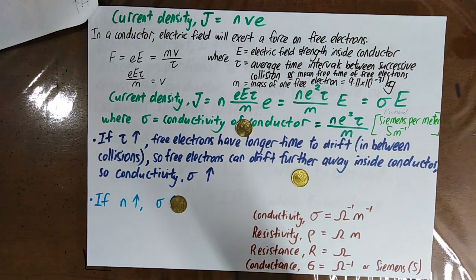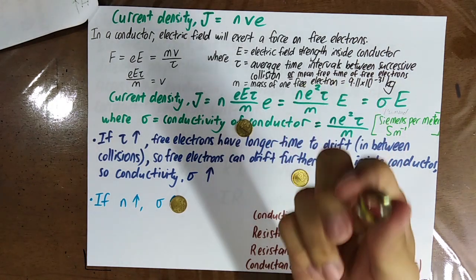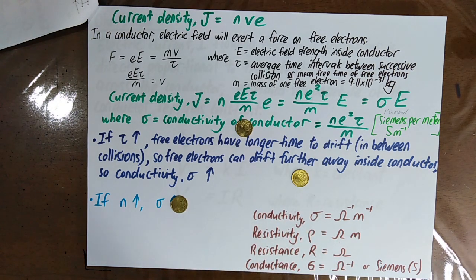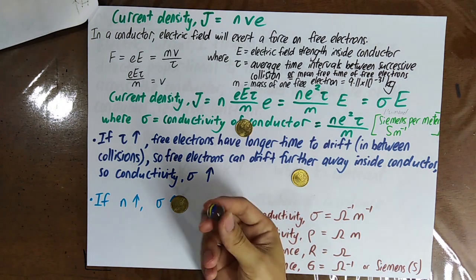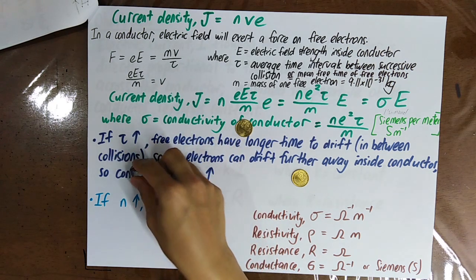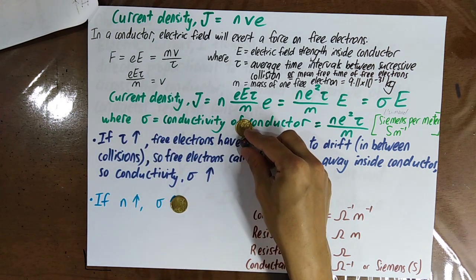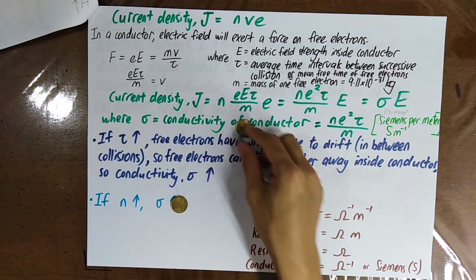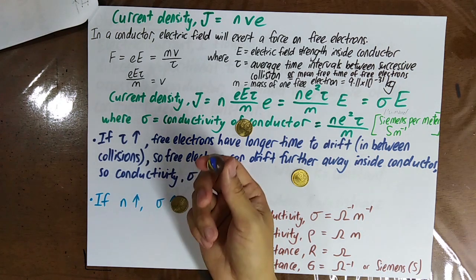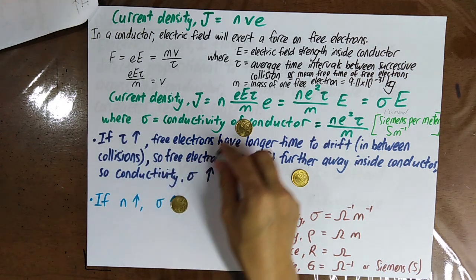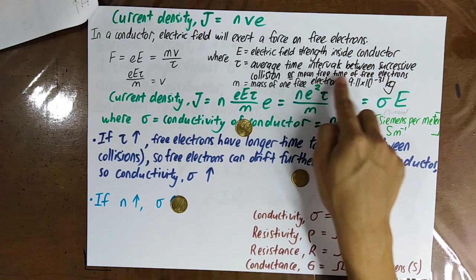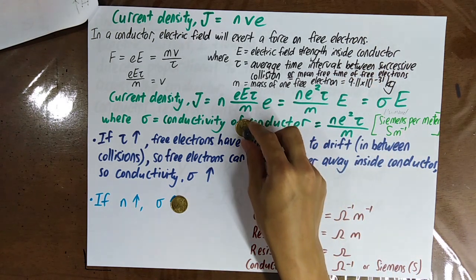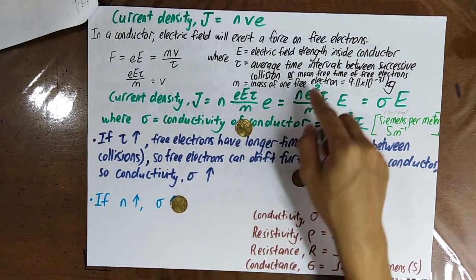Imagine this is your free electron, and these three are the other atoms. When your free electron is being accelerated, it will collide with this, then collide with this, and then collide with this. This is the first collision, this is the second collision, this is the third collision. The time interval between the first collision and the second collision is the first free time, and the time taken between the second collision and the third collision is the second free time.